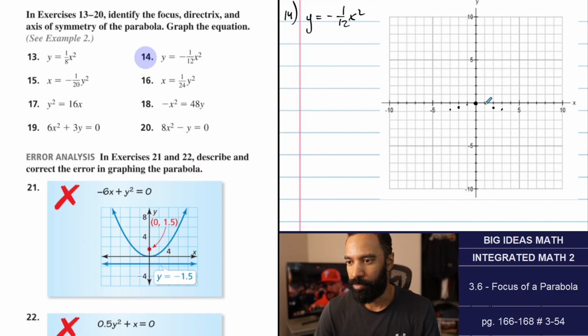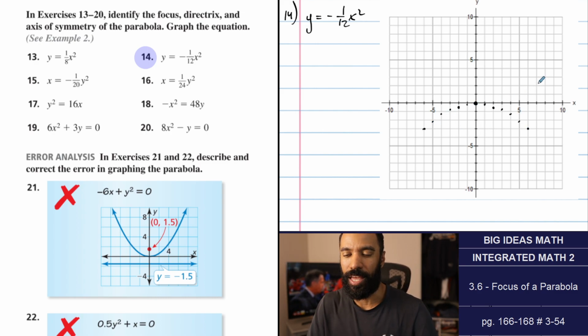1/12 of 16 is 4/3. So this is going to be kind of hard to put. 1/12 of 25 is a little more than 2.5. No, excuse me, it's a little more than 2. It's 2 1/12. And 1/12 of 36 is 3. So again, we're going over 6, down 6 squared. That's down 36, things like that.